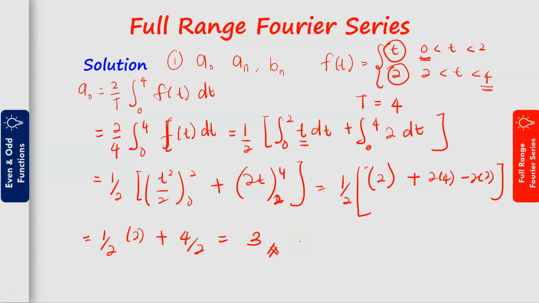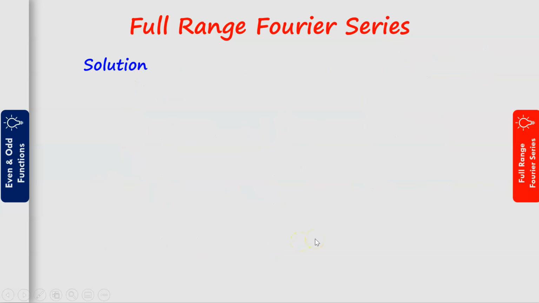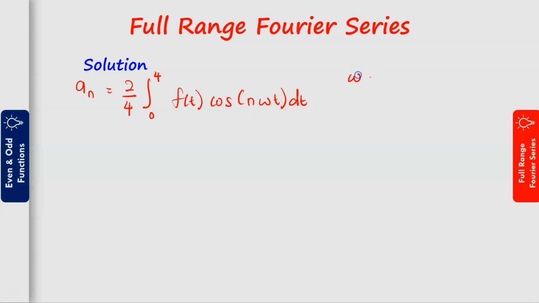And then class, we need to find a n. How to compute a n? The formula for a n is given by 2 over the period, which is 4. We integrate 0 to 4, that is the limit of the function. And then the function f(t) needs to be multiplied by cos n omega t dt. What does this omega mean? Omega refers to the angular frequency, which is given by 2 pi over T, equal to 2 pi over 4, which means it is pi over 2.